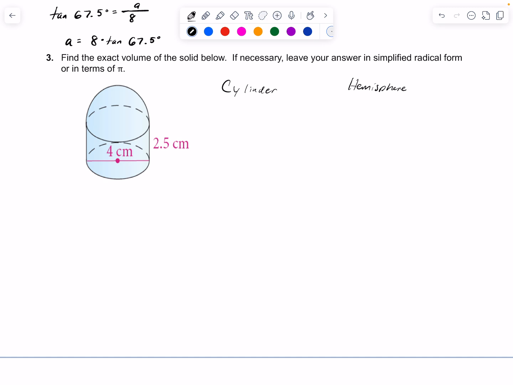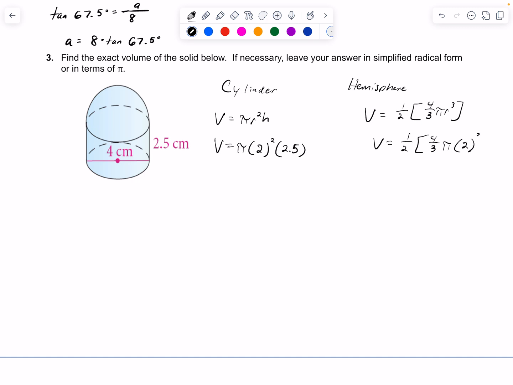to find the volume of this solid. All right, so my formula for the volume of a cylinder is pi r squared h. The formula for the volume of half of a sphere is 1/2 times 4/3 pi r cubed, because I do need to cut it in half. Going with the cylinder, the radius is half of that 4 centimeters, which is 2, and the height is going to be 2.5. And for my hemisphere, I'm going to have 4/3 times pi times the radius of 2 cubed.